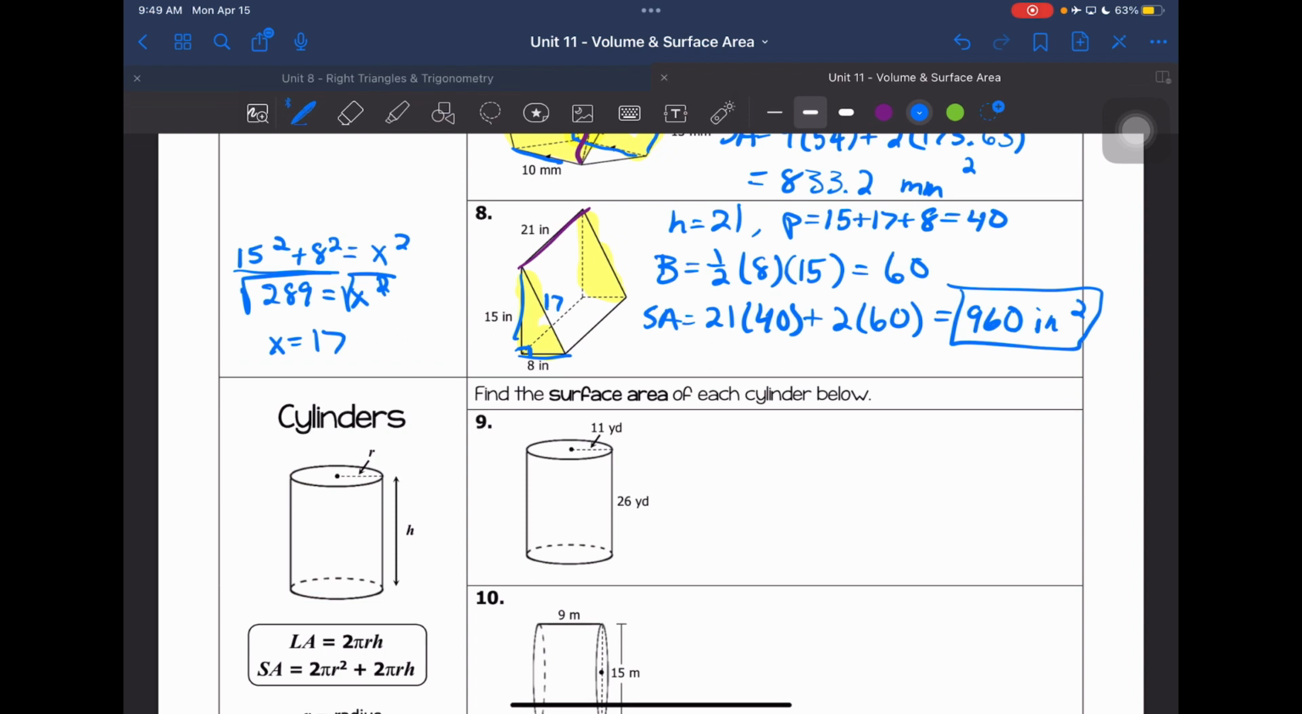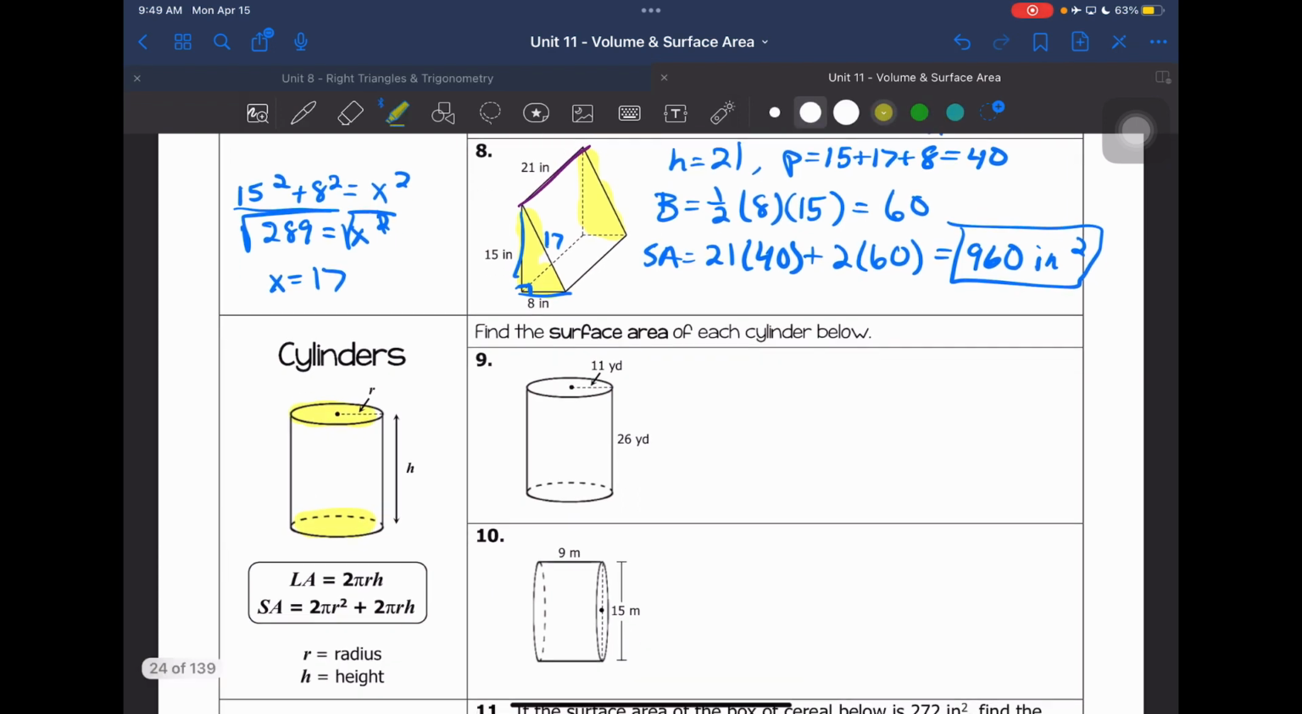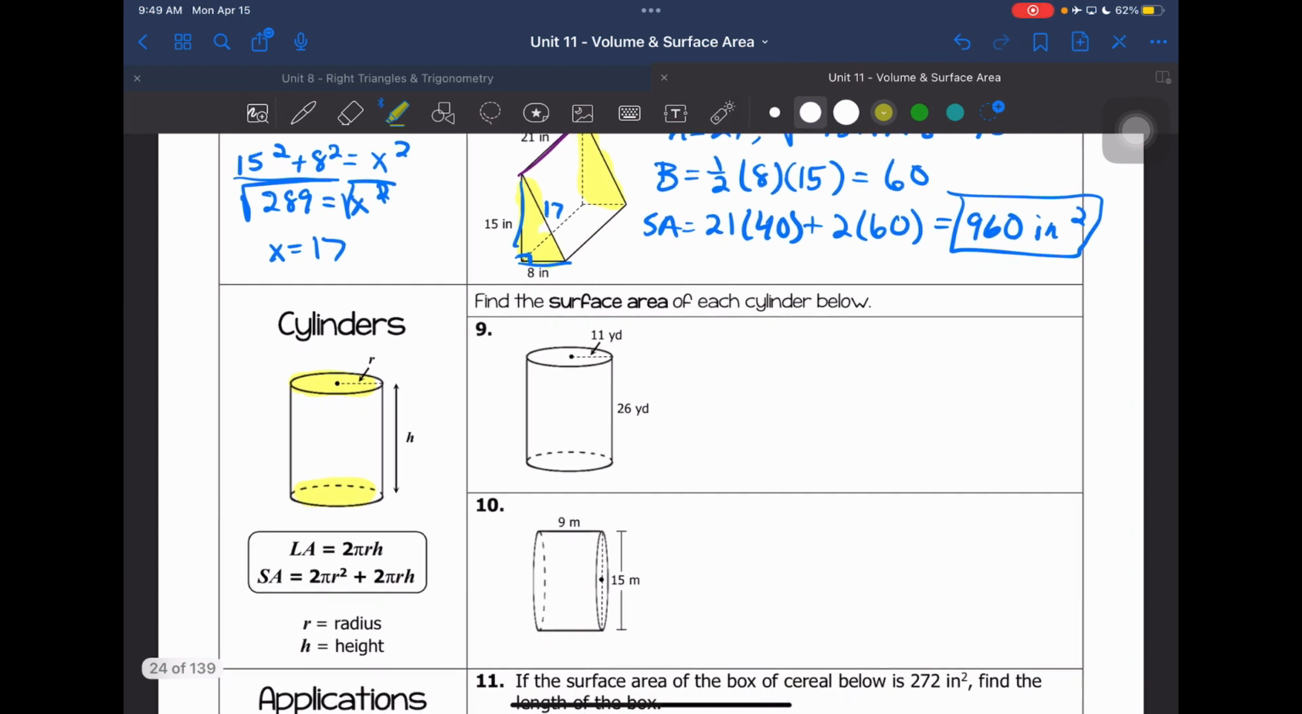We can also talk about finding surface area for cylinders. Cylinders have their own formula, and that's because the bases are circles. And so remember the formula for area of a circle required that we knew the radius, and that's going to be the same thing here. We're still going to need to know the radius. The height of the cylinder is whatever line connects the two circles or the two bases.